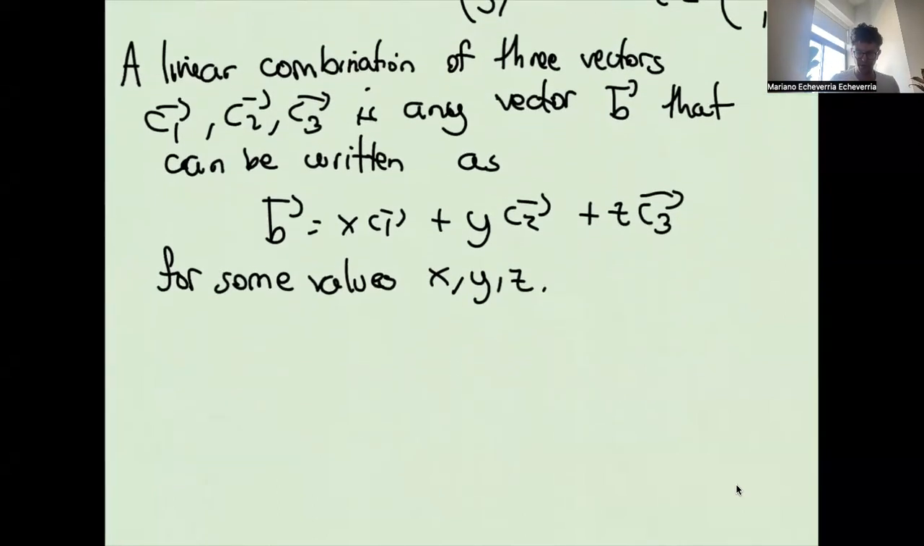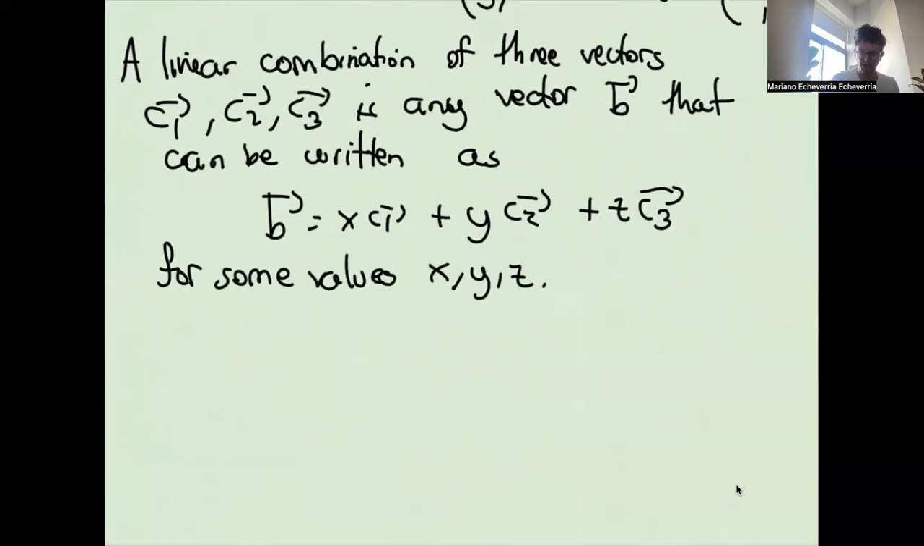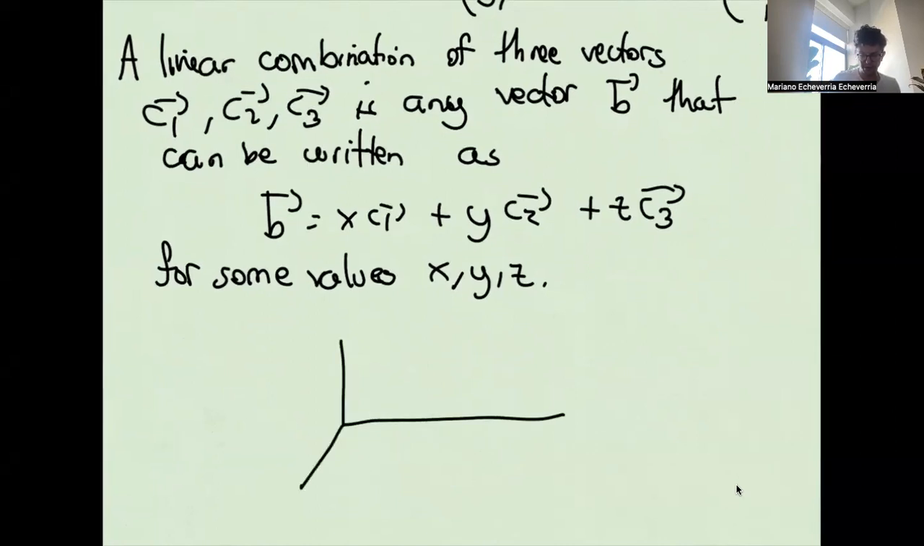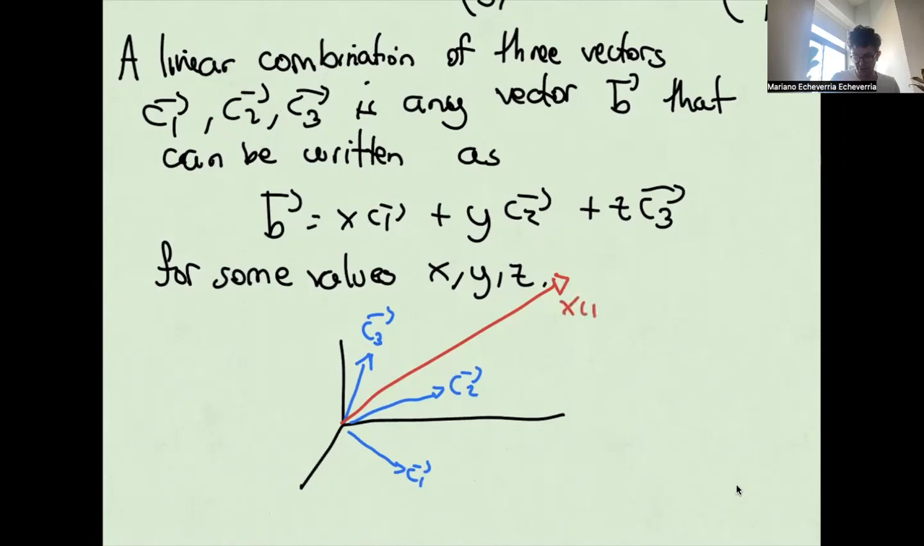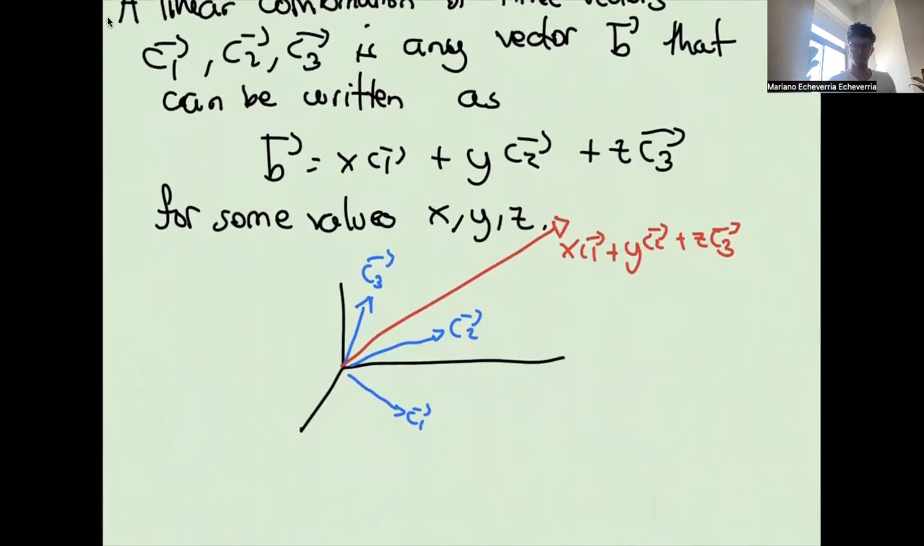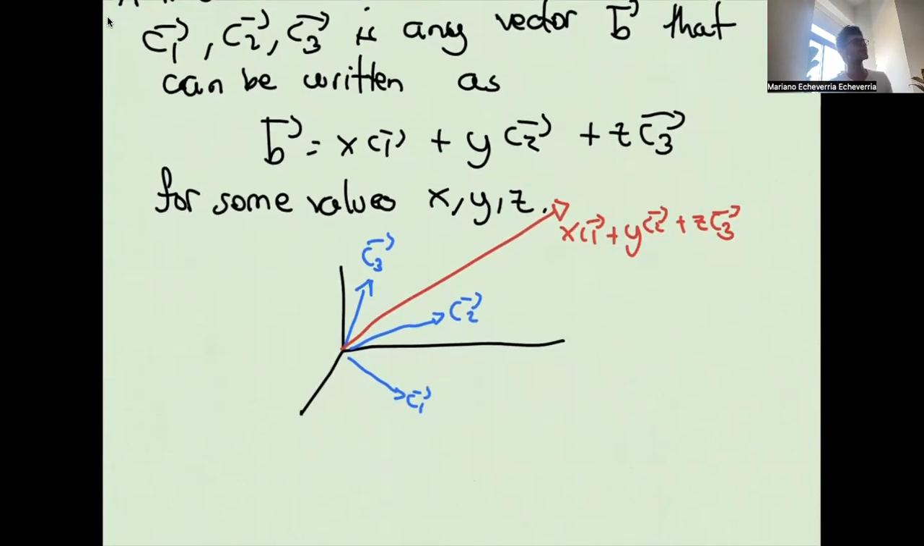Just to make a picture of the situation, in this example you had these three vectors, maybe C1, C2, and C3, and you're allowed to rescale them first, and then when you add them together, you get something here, which is a sum of these three, which is what we're calling xc1 plus yc2 plus zc3. Again, the way to think about linear combinations is just as an interesting sum.